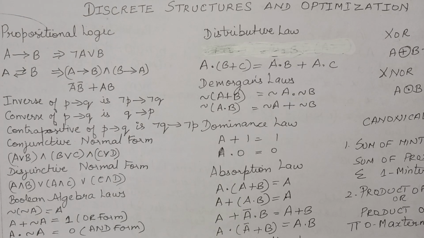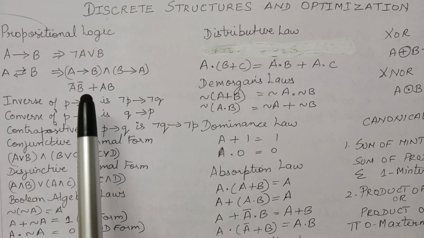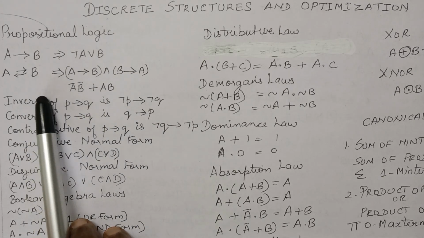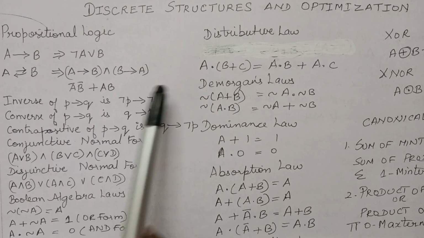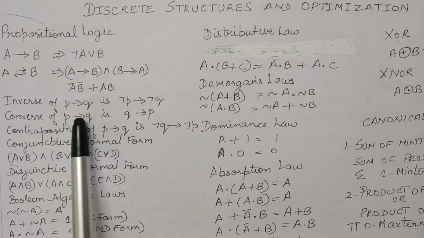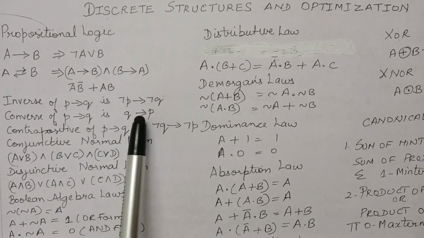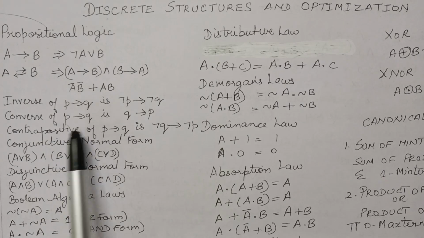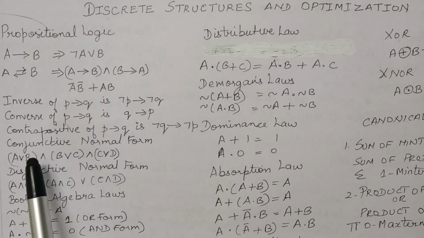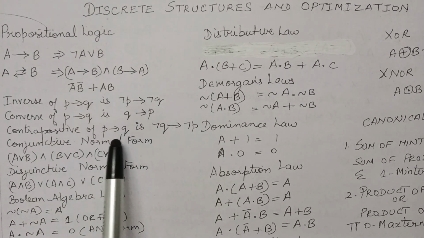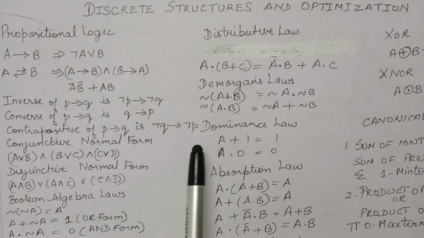Today we'll discuss the important formulas in the first unit, discrete structures and optimization. So first, propositional logic: A implies B is equivalent to not A or B. A double implies B means A implies B and B implies A. The inverse of P implies Q is not P implies not Q. The converse of P implies Q means Q implies P. The contrapositive of P implies Q means not Q implies not P.